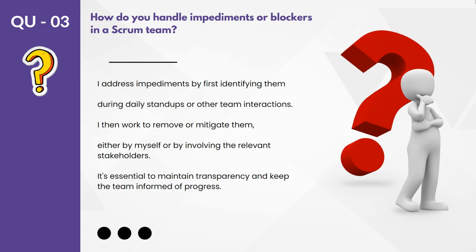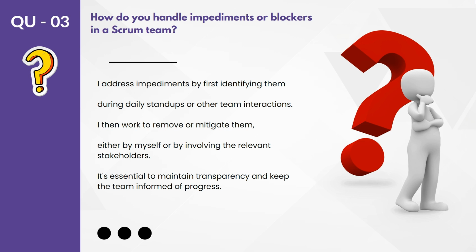Sequential points are written there. You try to understand and frame your own answer. I address impediments by first identifying them. By some means you have to identify that there are impediments, and you do that during daily stand-up or other team interactions. So when you are having the daily Scrum with the team, either in that call or in some other discussion with the team, you should be able to pick up that impediment.